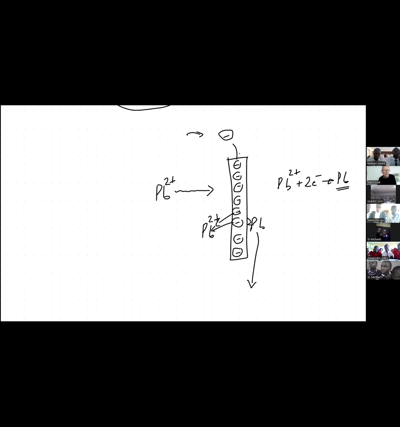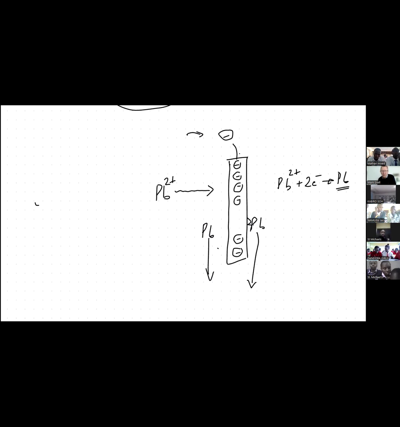The Pb2+ here, another lead comes along, takes 2 more electrons, loses its charge. So those 2 electrons go, this loses its charge, and now this lead as well drops to the bottom. So that keeps on happening so that the electrode keeps on filling up with electrons.